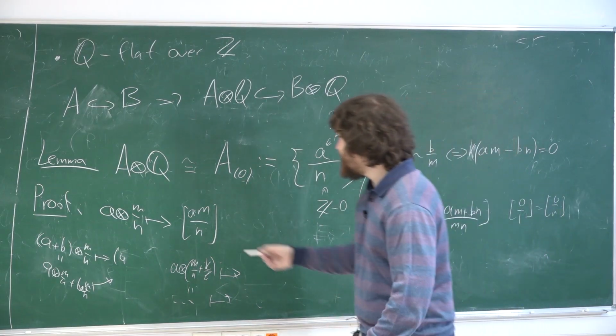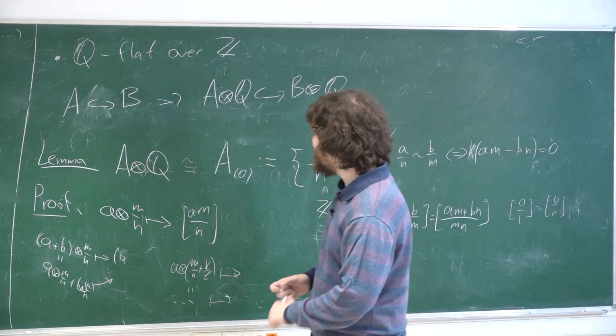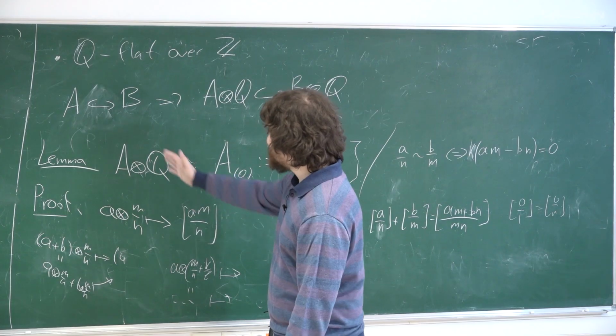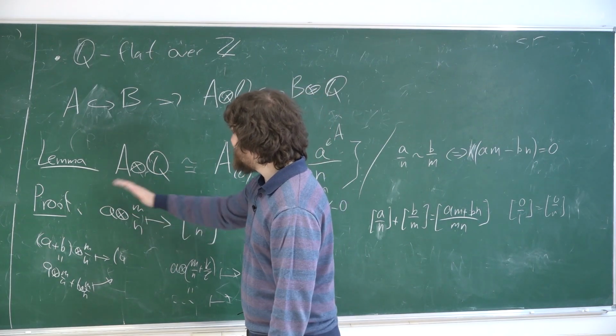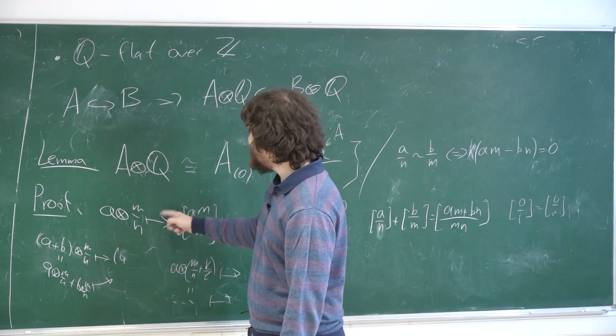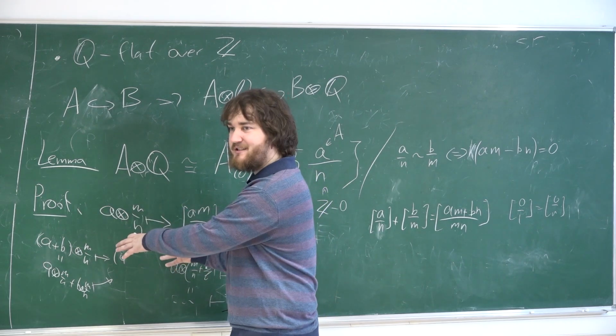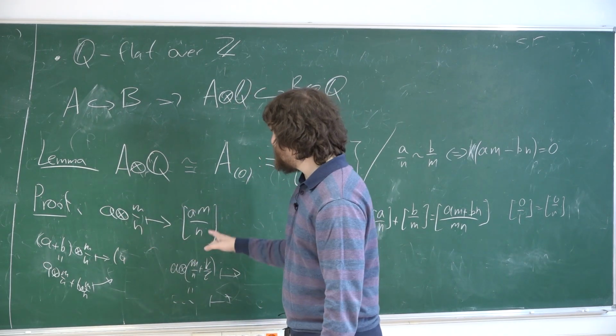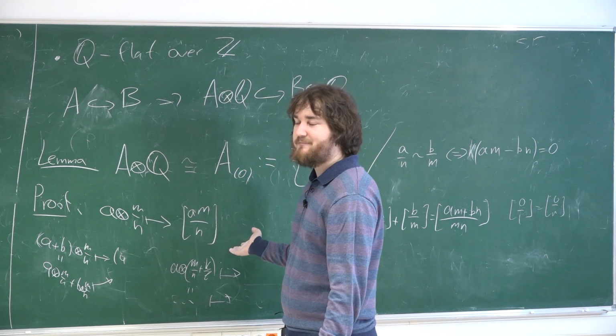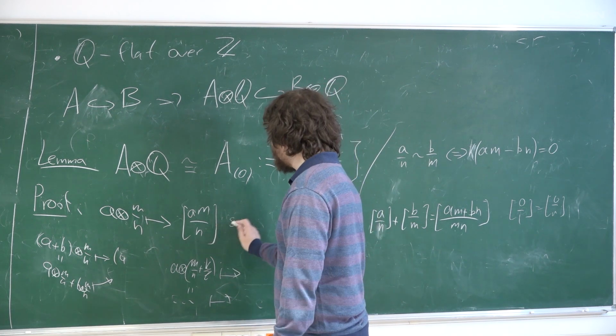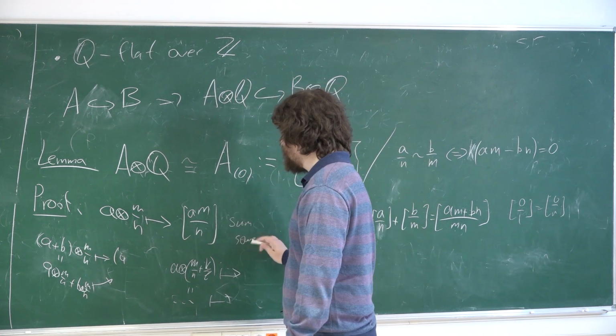Now you can check that this is correctly defined. Correctly defined means that the tensor product is not just these things, it's these things modulo relations. If I have a sum here or a sum here, then it's a sum of tensors. And you need to check that sums go to sums, okay?